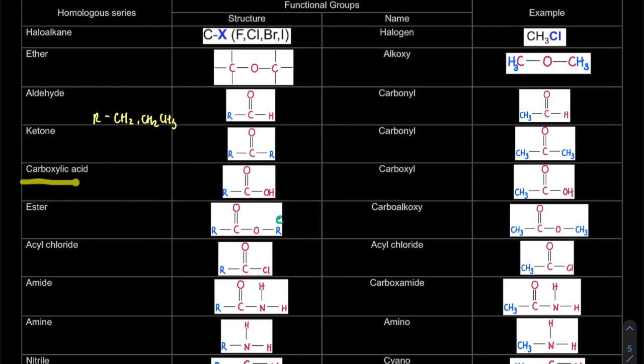Okay, next is carboxylic acid, which is your homologous series, where we have C double bond O, and then on the same carbon we have OH. The name of the functional group is carboxyl.